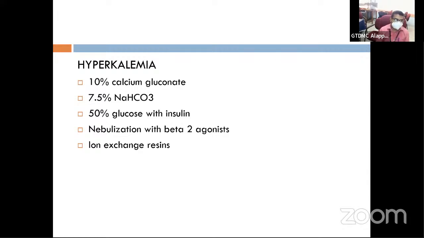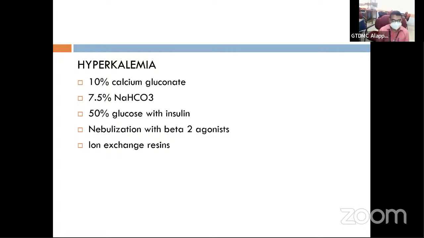Another drug used in hyperkalemia management is 50% glucose with insulin. 50% glucose in a dose of 1 ml per kg with regular insulin, 0.1 unit per kg, is given as a slow infusion. It will also produce an intracellular shift of the potassium.